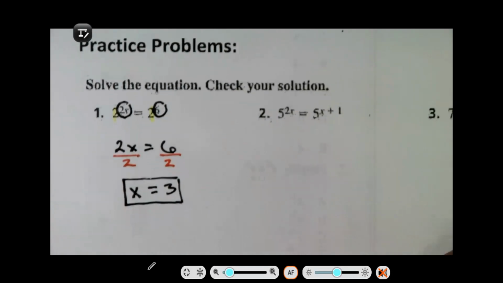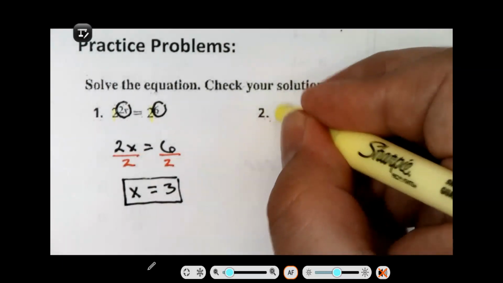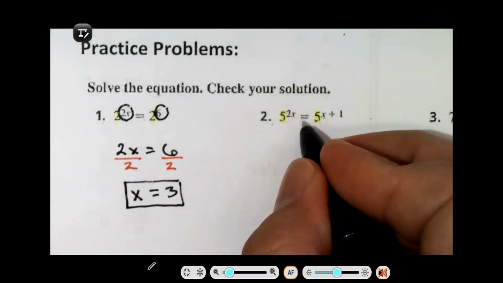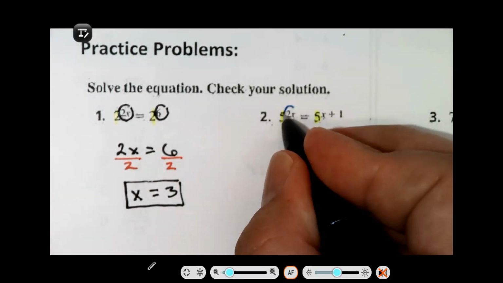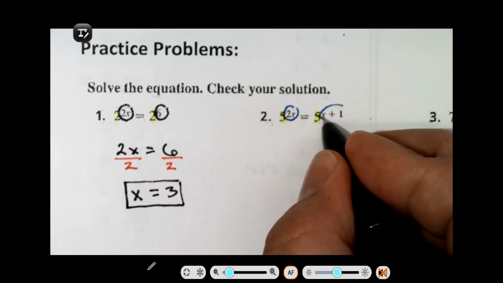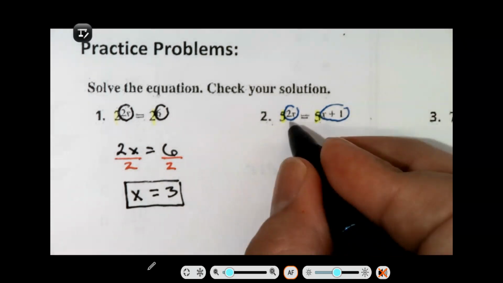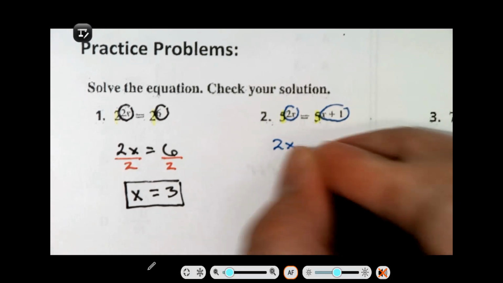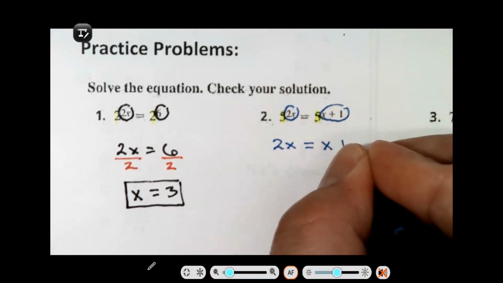All right, let's see the one next to it. There's a base 5. There's a base 5. Hey, look at that. They match. That's what we want, which means if my bases are equal, then the powers, I like to circle them so I don't accidentally leave something out, then my powers better be equal to each other. This one says 2x. This one says x plus 1.